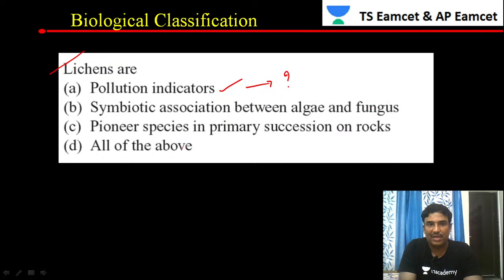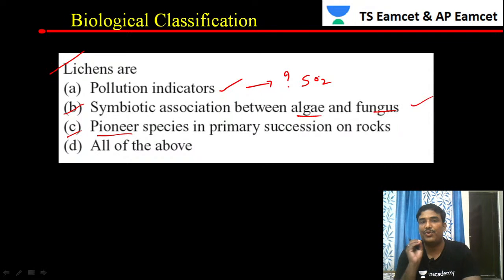Of course, statement B is also a right statement. It is a symbiotic association between algae and fungi. And it is the pioneer. Pioneer means first species. Yes, Komla, very good. So lichens are sulfur dioxide pollution indicators. We should use the term sulfur dioxide, not sulfur. Sulfur dioxide, SO2, pollution indicators.